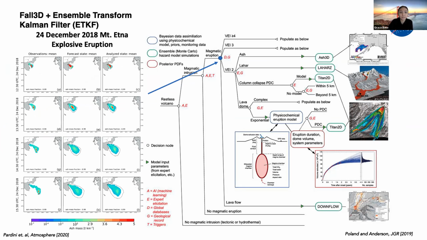For example, here in this case, they use full 3D plus ensemble transform Kalman filter. It's a deterministic ENKF. They applied it for the 2018 Mount Etna explosive eruption. This is the observation from the SEVIRI satellite, this is the model forecast, and this is the analysis. Top to bottom is just the evolution of the ash cloud trajectory.